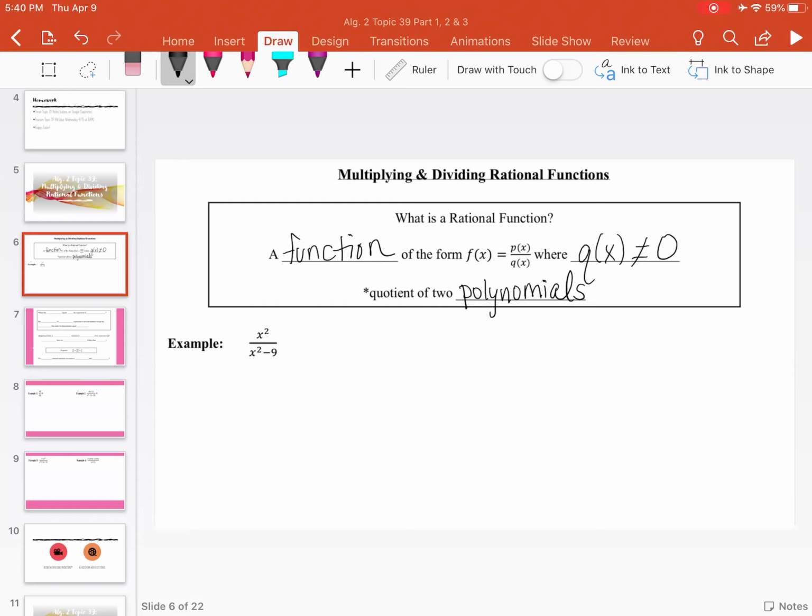You can also look to the title itself, rational function. In the word rational is ratio. When we deal with ratios, we're dealing with fractions. We're dealing with proportions.